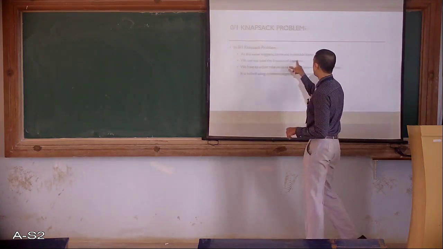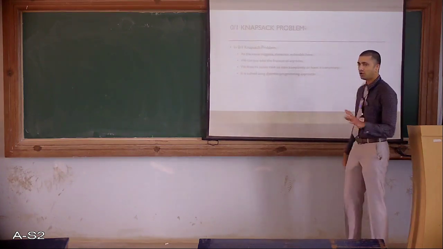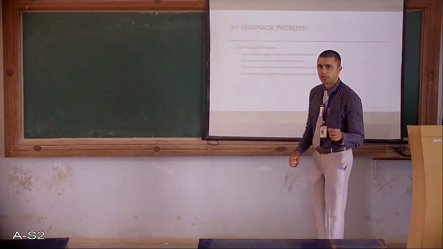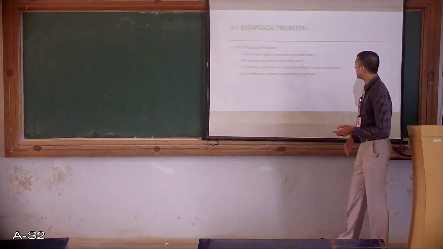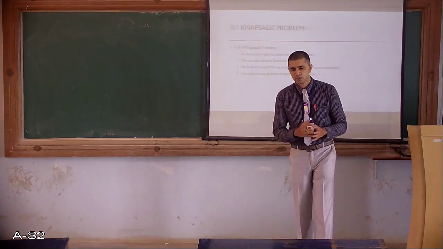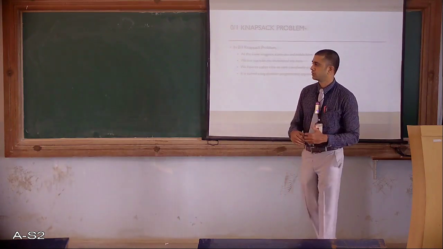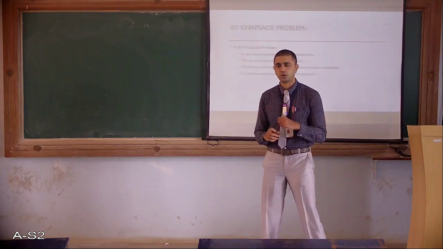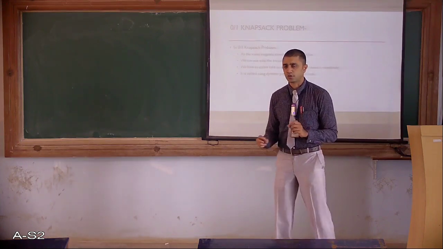We cannot take any fraction of any item. We either have to take an item completely or leave it completely. When we take it completely, it is 1. When we leave it completely, it is 0. So this problem is solved using the dynamic programming approach. So we'll be using the concept of dynamic programming. We'll be getting solutions to subproblems, and out of all those solutions that we get, we're going to choose the most optimal solution. All right.